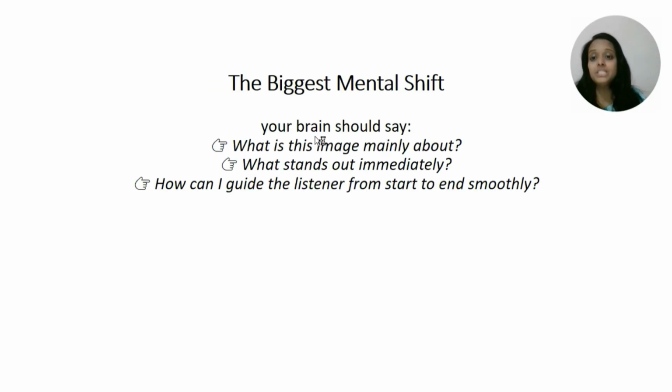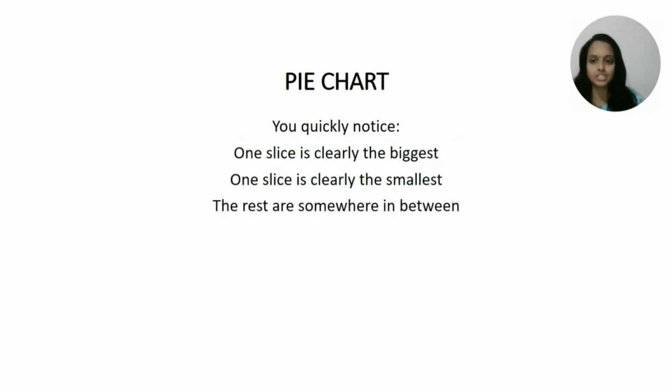Here is the mistake most candidates make. They see an image and think, oh my god, I must explain everything. No, that's exactly how fluency breaks. Instead, your brain should say, what is this image mainly about? What stands out immediately? How can I guide the listener from start to end smoothly? If your listener can visualize the image from your words, you're already scoring well. Got it? So let's look at an example here.